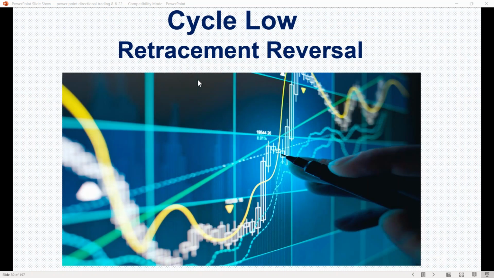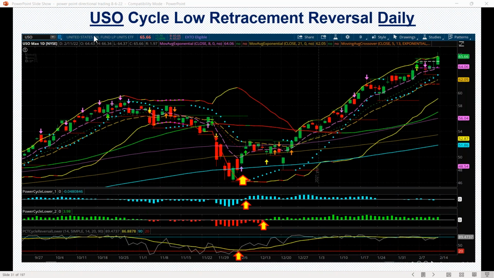So here's a cycle retracement reversal. Here's where you come down to a key support of the moving average. This was USO, the ETF for oil, and you can see that back in November we had the big collapse here. And then we had what we call a cycle low.